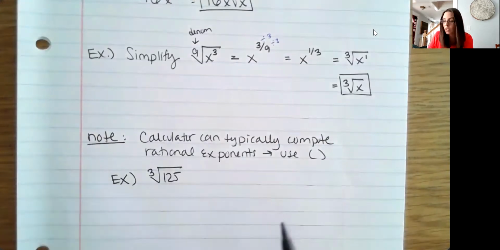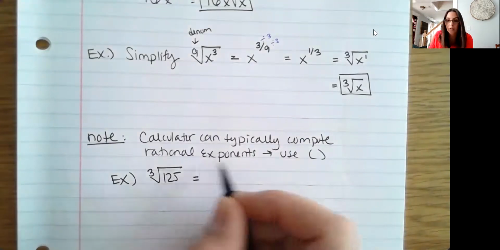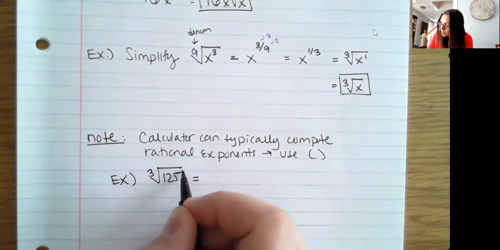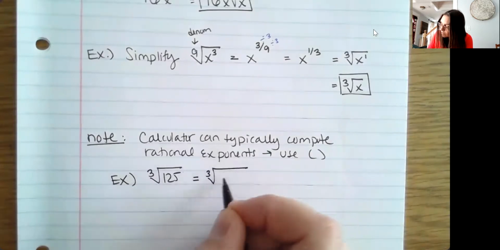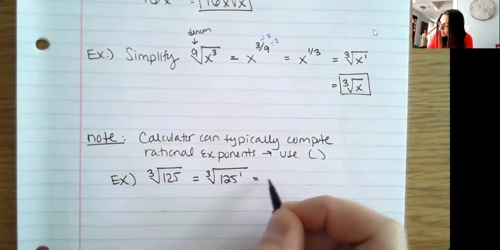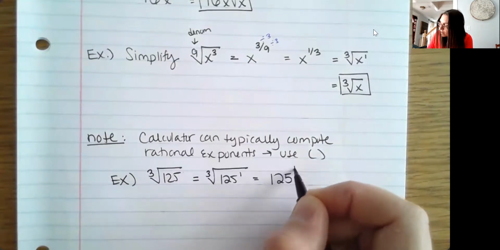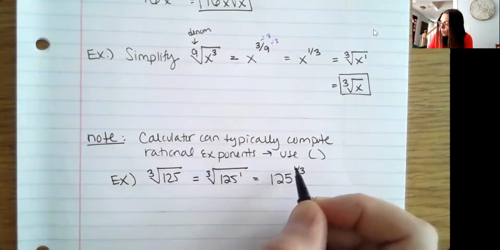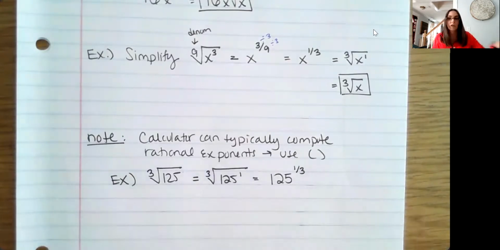Well, you can change this over to the exponential form. If there's no power written in, there's a 1. So this is the same thing as the cube root of 125 to the first power. So I can write this as 125 to the 1/3. 3 is the denominator here for the index, and then there's no power, so it would just be a 1 for your fraction. Then let me show you my calculator.